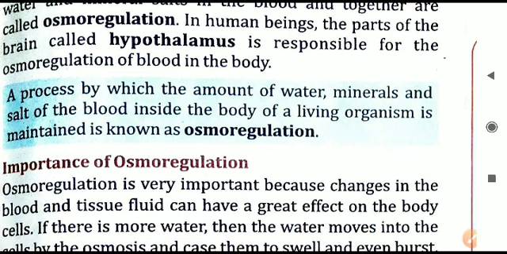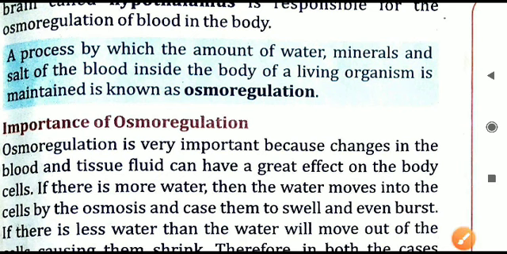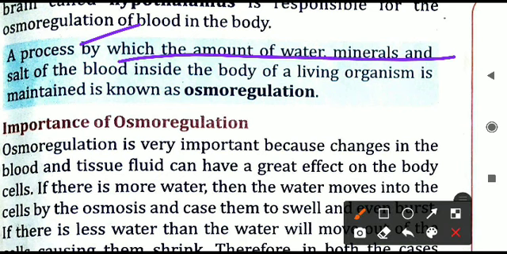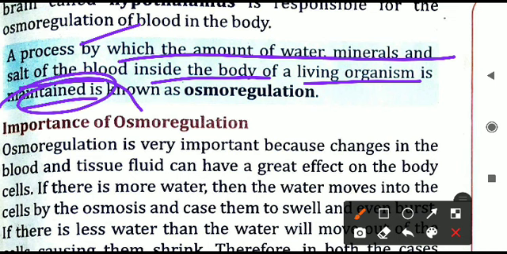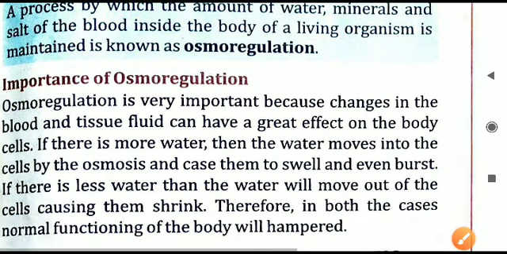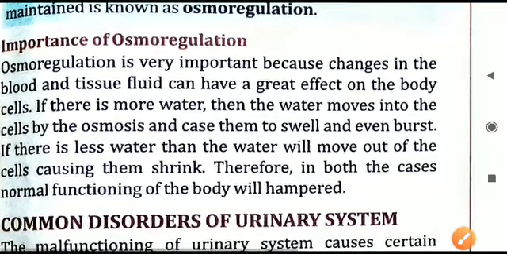This is the definition you will have to mark and learn: a process by which the amount of water, minerals and salt of the blood inside the body of a living organism is maintained. If this amount of water and minerals is maintained, then it is called osmoregulation. Now what is the importance? Why does the blood have a normal amount of water? Why does the body always try to maintain this water and mineral quantity in the body?